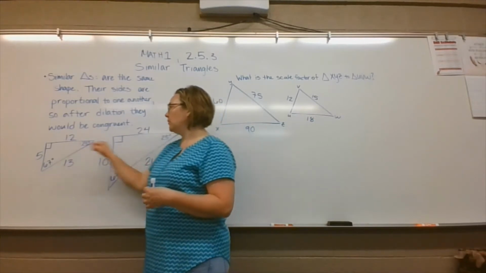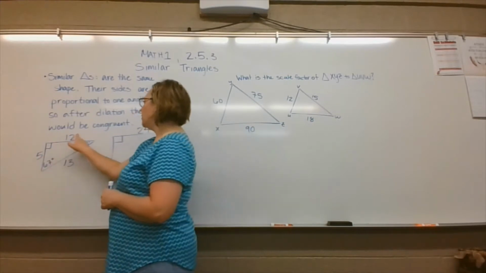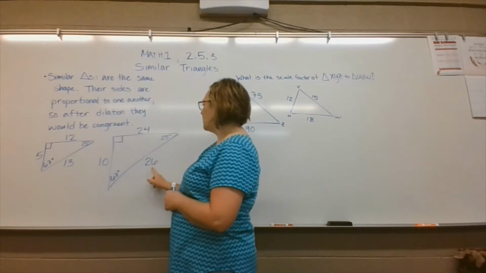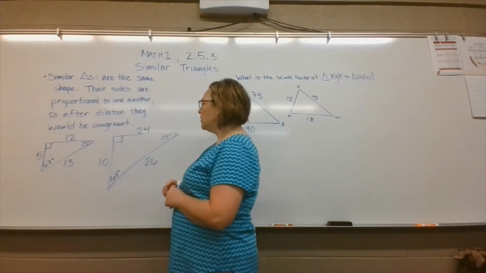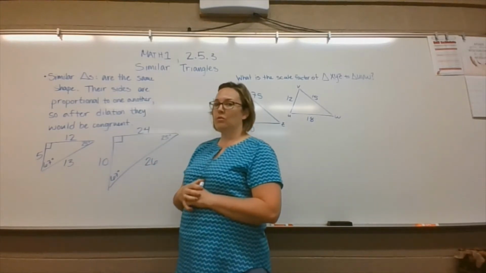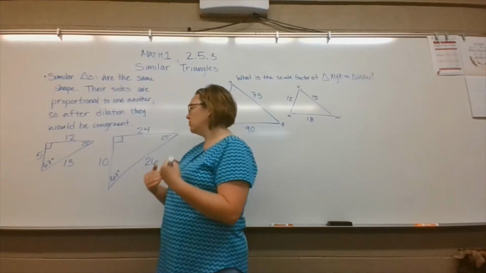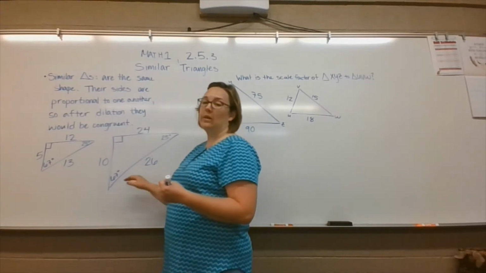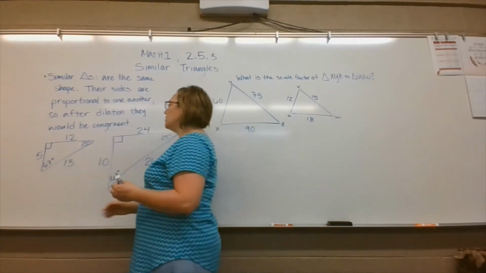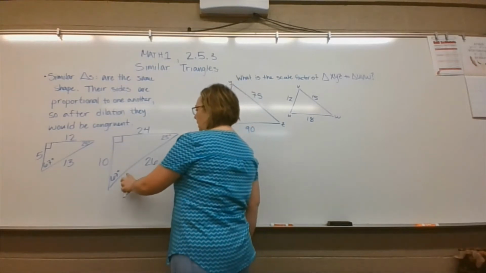So here's an example of two right triangles. The first triangle has side lengths 5, 12, 13, and the second triangle has sides 10, 24, 26. Okay, notice that the three angles in both triangles measure the same. So in our last video we talked about if all three angles are the same, are they congruent? The answer is no. Here's an example of one that would make them not congruent. But because the three angles are the same, we can say that they are similar by angle, angle, angle.